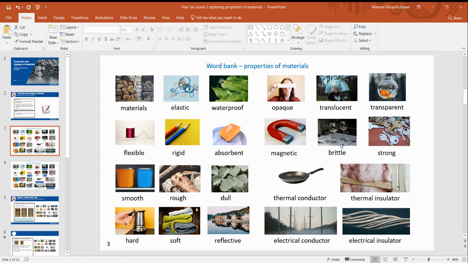And then you've got this word here, brittle, which describes things such as glass. So a glass is hard, but it is easily broken. So brittle describes an object or material rather, which is hard but is easily broken, such as glass.